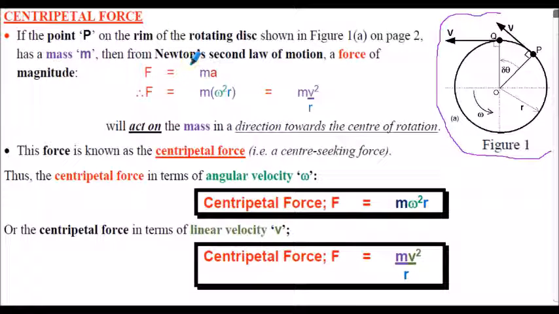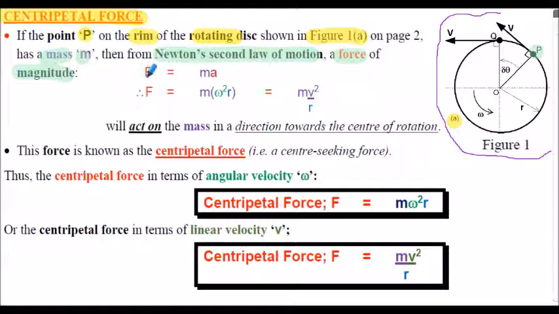So up to now we've considered how the centripetal acceleration, this inward seeking acceleration, is required for a circular motion. Let's now consider the associated centripetal force. So point P on the rim of our rotating disc is again shown in figure 1A, repeated here for convenience. We'll now assume that point P, shown here, has a mass, m. Thus, from Newton's second law of motion, we can calculate the magnitude of the force required.